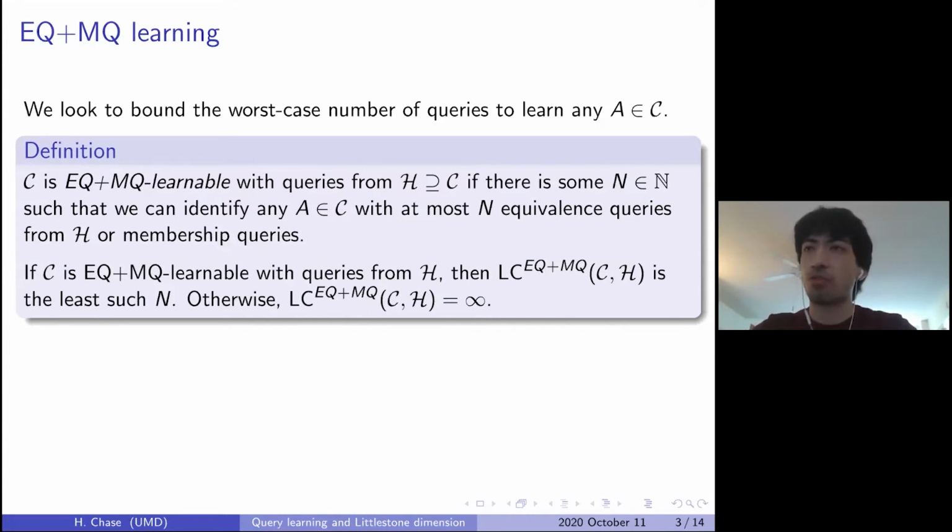We're just bounding the number of queries, equivalence queries or membership queries, it doesn't matter. If there's a uniform upper bound on the number of queries we need to use, that will be the learning complexity, this LC of EQ plus MQ. And if we could possibly need arbitrarily many queries, we'll say that the learning complexity is infinite, or that the class is not learnable.